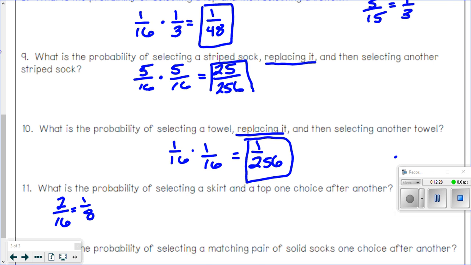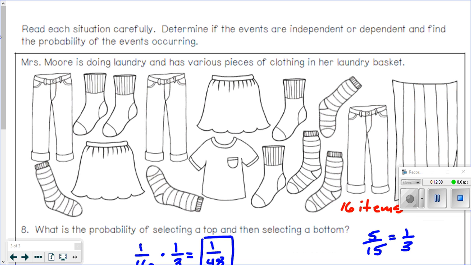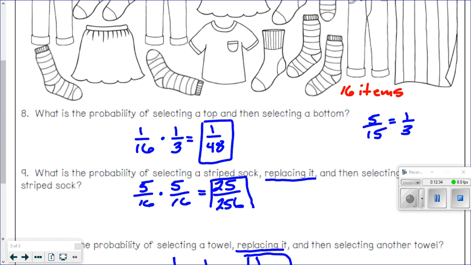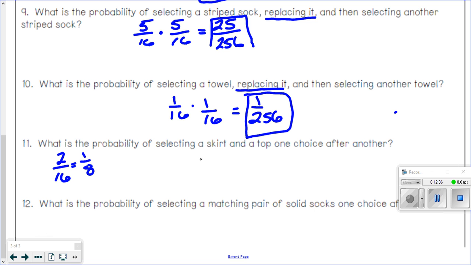And then a top, I think there's only one top, but let's check. Sorry, I'm trying to find my pointer. It disappeared on me. Yep, there's only the one shirt here, so there's only one top. But it's not 1 out of 16, it's 1 out of 15 because I took the skirt out and I didn't put it back in.